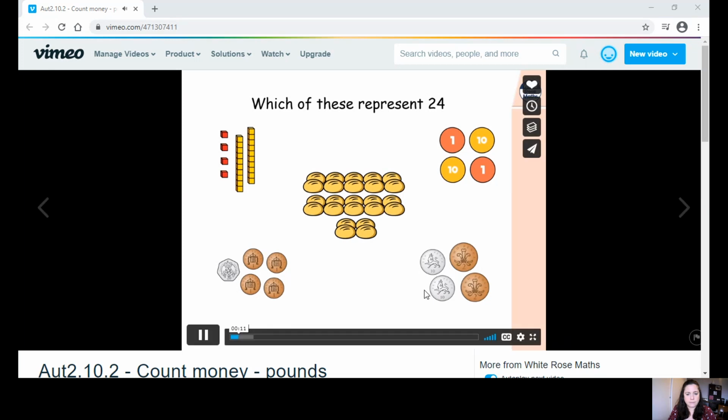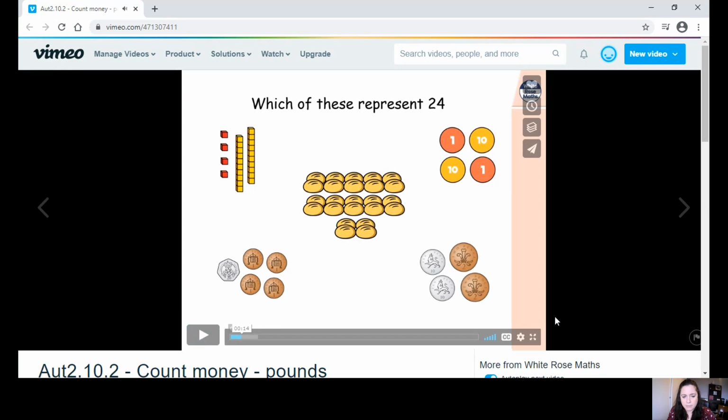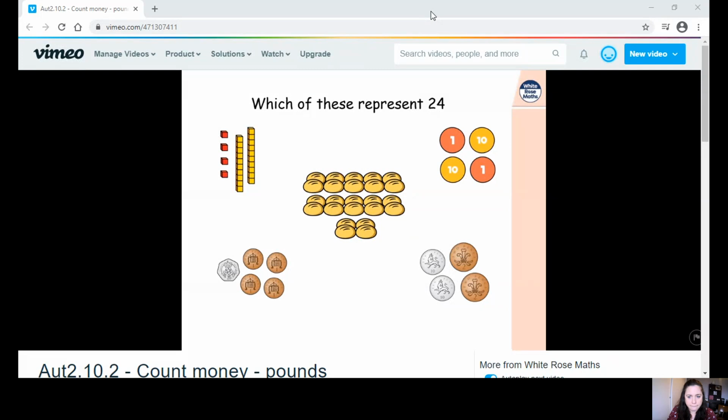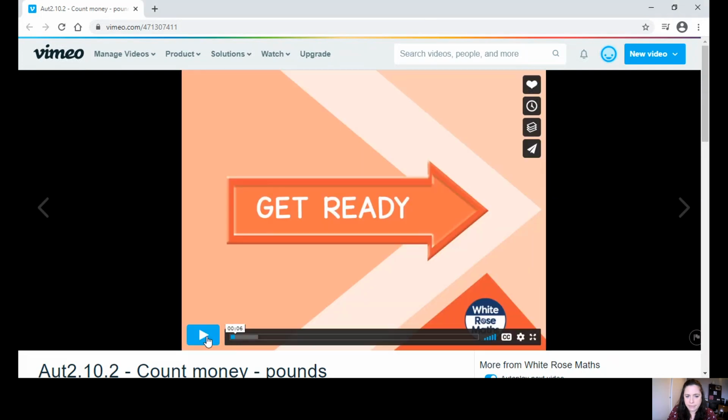Hello there. We're counting money again today, but in pounds this time. I'm just going to pause it there a minute. It's telling me that it's not sharing properly with you, so I'm just going to add it again. Okay, I think that's working now. Just take it back a tiny bit.